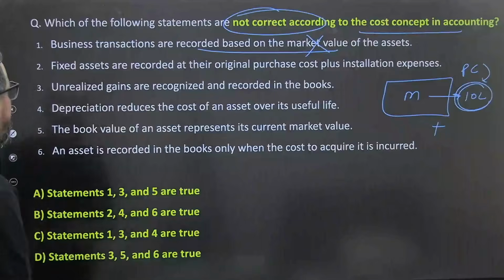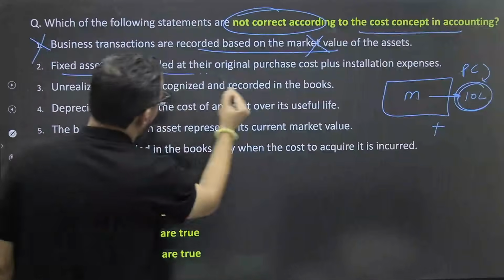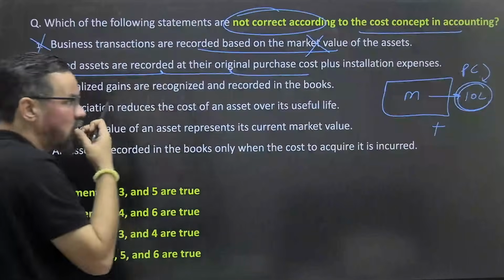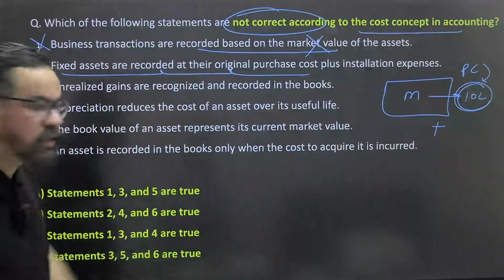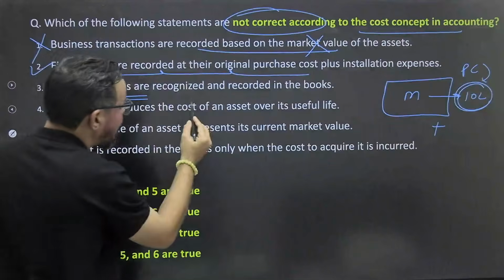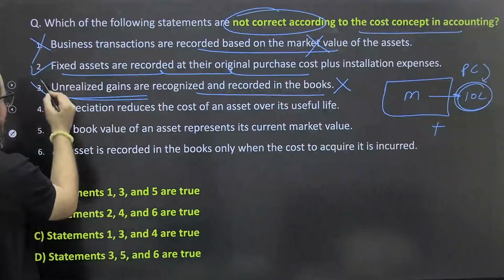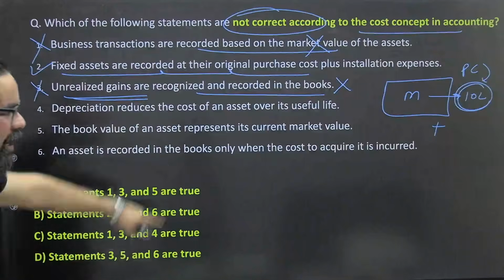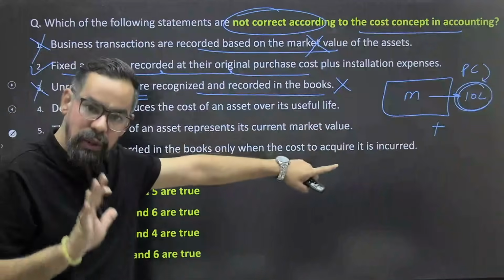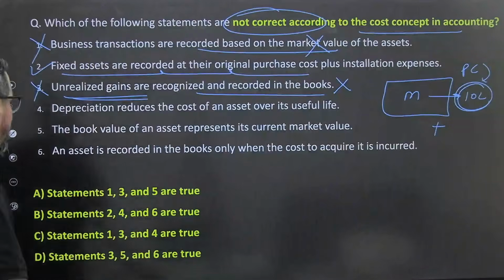Now, business transaction, so first statement is wrong. Fixed assets are recorded at the original purchase cost plus installation expense, 100% true. Unrealized gain are recognized and recorded in books. No. Unrealized gain we are not going to recognize. The value is 10 lakh. We will stick to that particular one. If it is increasing in the market, no, we are not going to account this one.